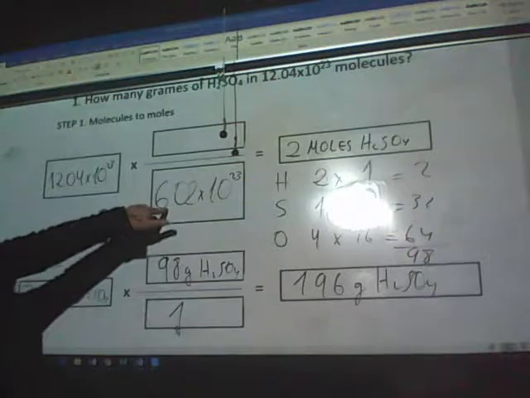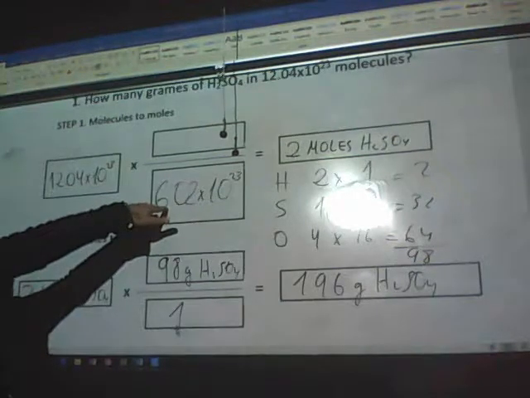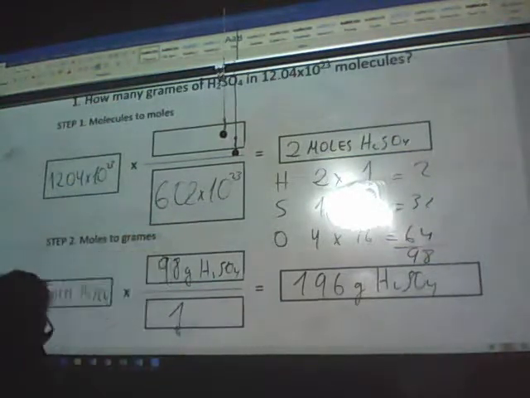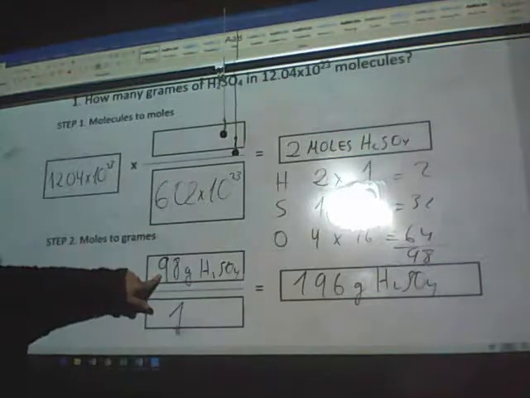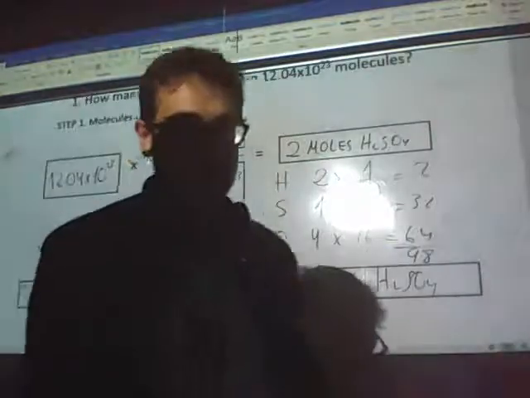This is Avogadro's number. This is the number of molecules in a mole, okay? You have to know this number by heart. And this number, the molecular mass, you have to calculate it, okay? Like this.